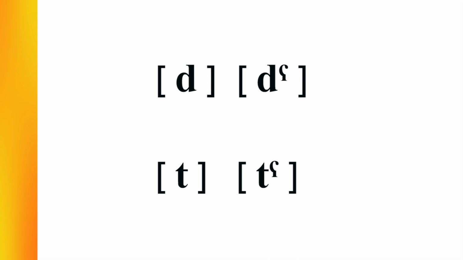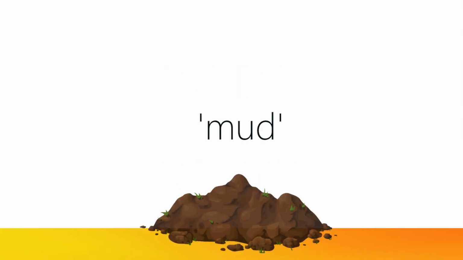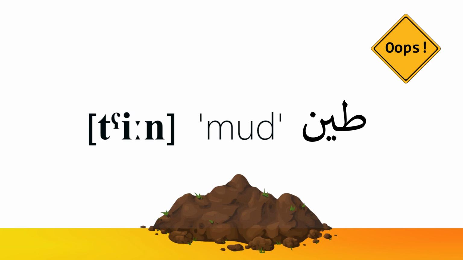So for example, this without this would be da, but with this one would be something like da. Or this one would be ta, but with this one would be ta. An example is the word, the Arabic for mud, which is, I think, pronounced something like ta'in.